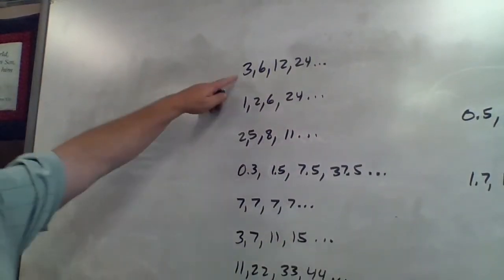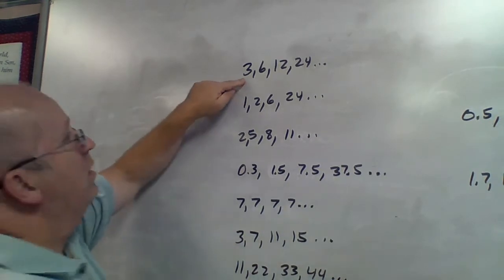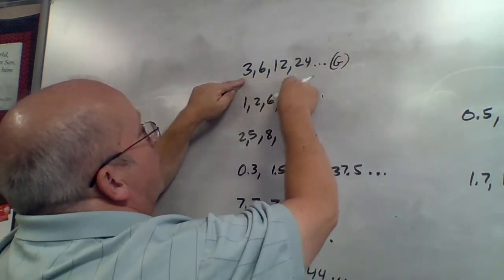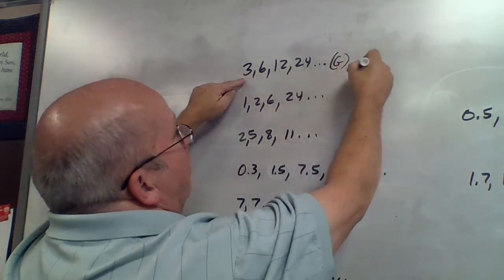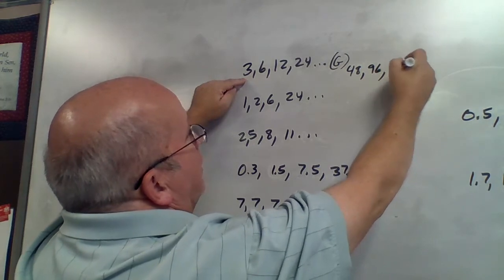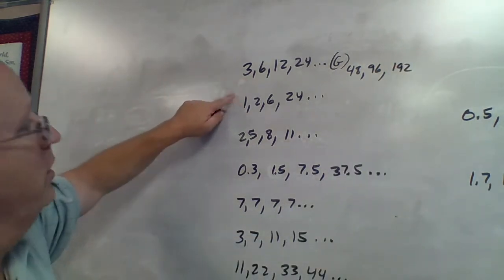Let's come over here and look at some more. What about this one? I think we've already seen this one. This is multiplying by 2. It's geometric, right? Multiply by 2, multiply by 2, multiply by 2. So we'd have to be what? 48, then 96, then 192, I think. How about this one?